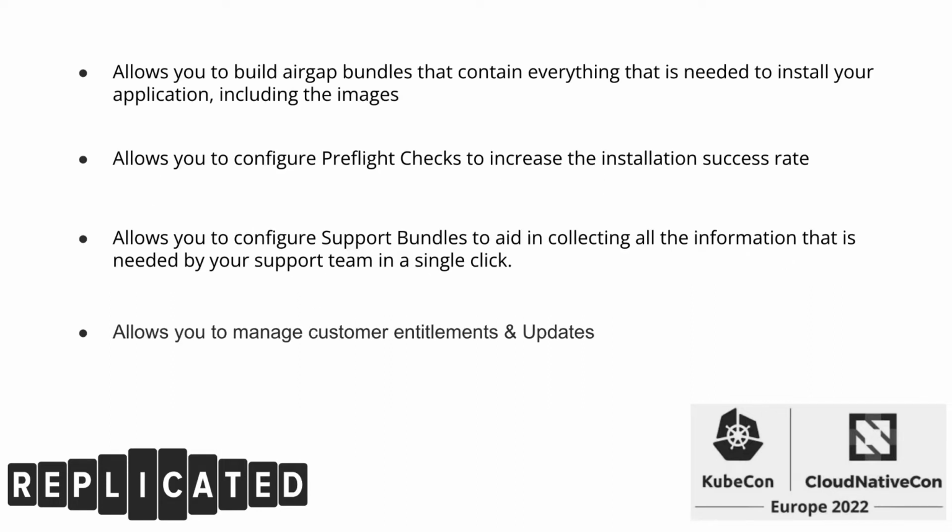Well, Replicated allows you to build an Airgap bundle. And this Airgap bundle will contain everything that is needed to install your application. This includes the images. Replicated also allows you to configure pre-flight checks. We mentioned that you don't have access to the environment, so you cannot check it to make sure it's been provisioned correctly. You can provide your customer instructions, system requirements, but they may not always follow them, or may follow them in good faith, but still not provision things correctly. So a pre-flight check ensures that everything is set up correctly, the environment is ready to support your application.